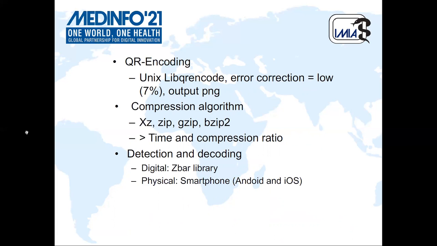We used the Unix libqrencode for QR encoding, and we selected four standard compression formats to lower the file size and compare them on processing time and compression ratio. Detection and decoding was performed digitally, file to file, using the ZBar library, and physically on printed codes using different models of smartphone, both Android and iOS.